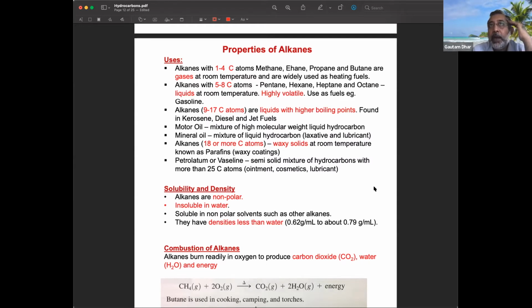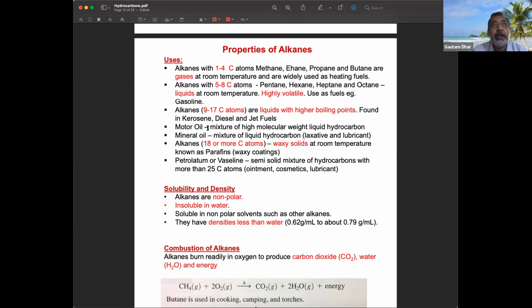Alkanes with 5 to 8 carbons, pentane, hexane, heptane, octane, are liquids and highly volatile, like gasoline. And 9 to 17 are liquid, but more viscous. Around 15 to 17, they are basically kerosene, diesel, jet fuels, and they become much thicker. Eventually they can be used as grease or engine oil, motor oils. Mineral oils, laxatives, lubricants. Alkanes with 18 and more start to become solid, like vaseline, petroleum jelly, paraffin. So there is a distinct change of physical properties with the length of the carbon chain.